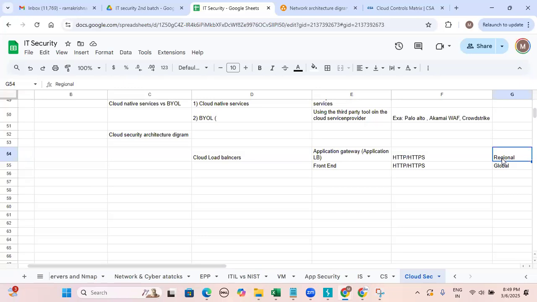So far we discussed two different types of load balancers in the cloud environment. Next one, the normal load balancer. This is basically at the network level, whereas these two load balancers are based on the application layer level as per OSI.